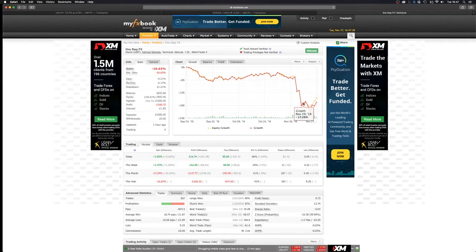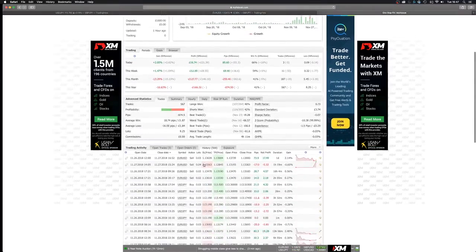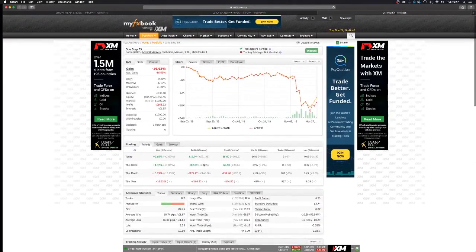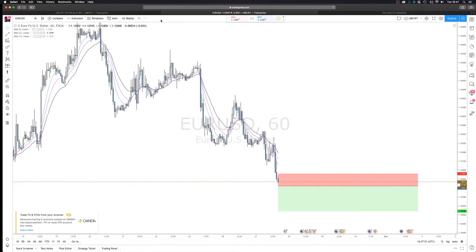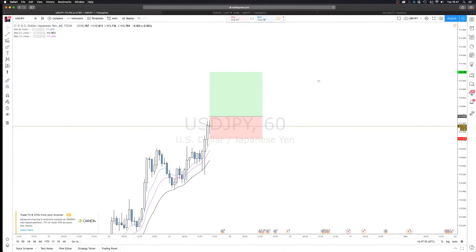So hopefully, keeping the consistency here, I can continue this curve going up. But as you can see, things are moving in the right direction. Overall this week, I'm up 1.47%, and today I'm up 2%. So by anyone's standards, that's a pretty good performance. And I'm just going to continue doing that, and we'll see what happens tomorrow with these trades and if there's anything valid to take.